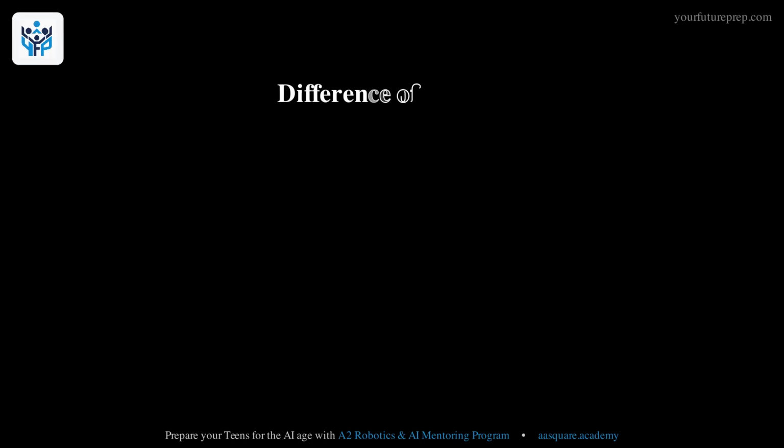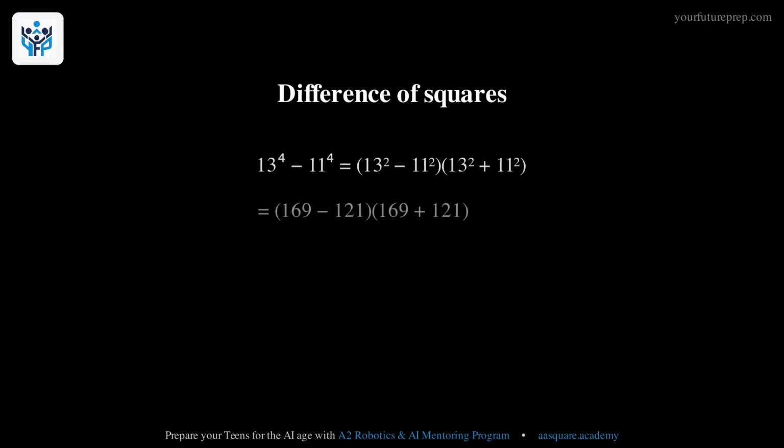The key is to factor this as a difference of squares. 13 to the fourth minus 11 to the fourth equals 13 squared minus 11 squared times 13 squared plus 11 squared. 13 squared is 169, and 11 squared is 121. So we get 169 minus 121 times 169 plus 121, which is 48 times 290.